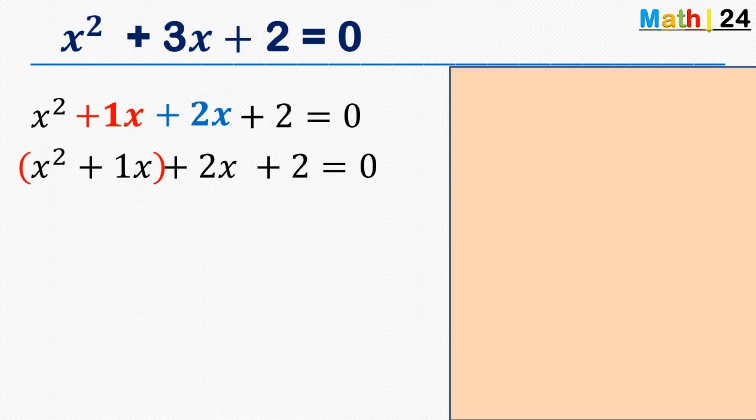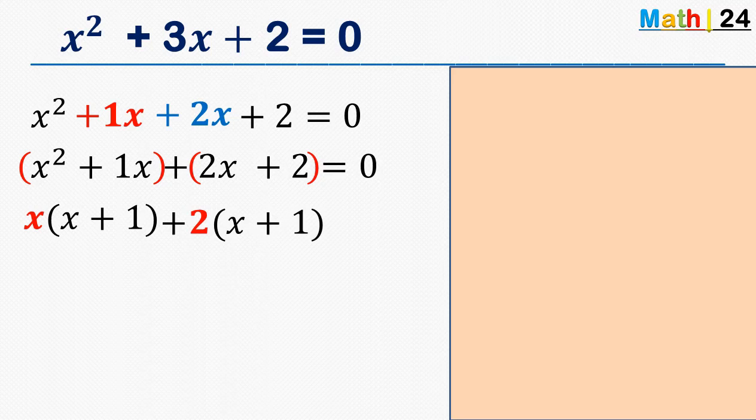So the first group we have x squared plus 1x, and the second group we have 2x plus 2. Factorizing the first group with the highest common factor of x gives us x outside, and x squared divided by x gives us x, plus 1x divided by x gives us plus 1. We bring down the plus sign, and the second group, the highest common factor, as you can see, is 2. So we are going to bring out the 2 from brackets, and 2x divided by 2 gives us x, and plus 2 divided by plus 2 gives us plus 1 equals 0.